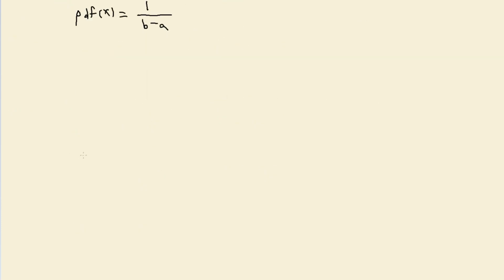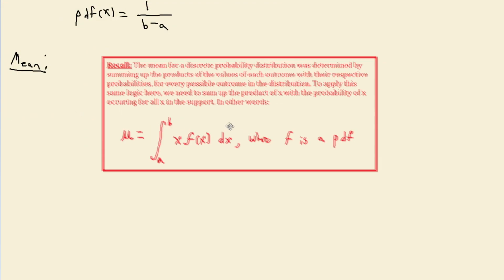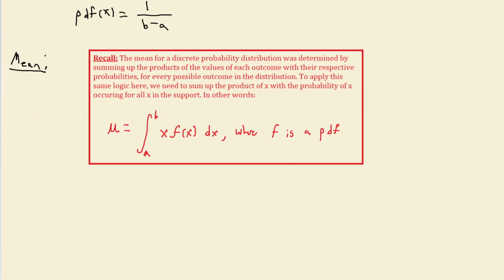Let's see if we can figure out what the mean is. What's the mean of a uniform distribution? For this, it's probably going to be useful to recall that the mean for a discrete probability distribution was determined by summing up the products of the values of each outcome with the probabilities of those possible outcomes. For every possible outcome in that discrete distribution, we took the product of the probability of it occurring with its actual value, and we summed all of those together to get our mean. And so here, to apply the same logic, we need to sum up the product of x with the probability of x occurring for all x in the support.